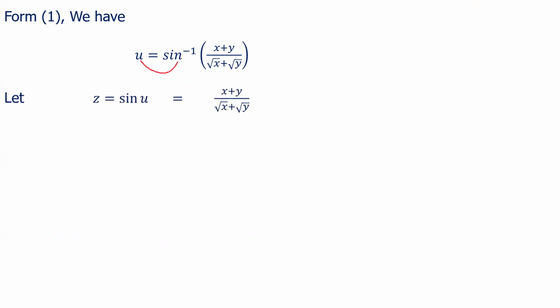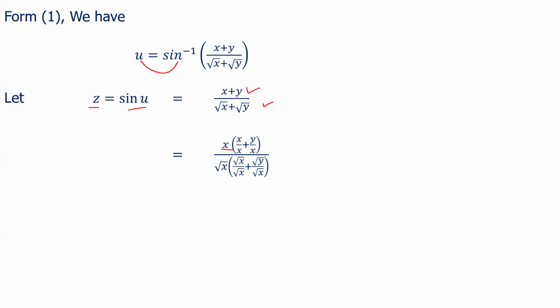From 1, we have u is equal to sine inverse of (x plus y) upon (root x plus root y). So let z be equal to sine of u, which is equal to (x plus y) upon (root x plus root y). Now we want to check whether this is a homogeneous function or not. So let us divide and multiply by x in the numerator as well as the denominator.